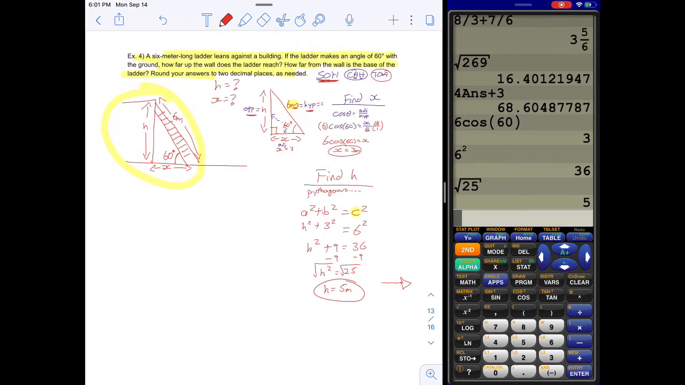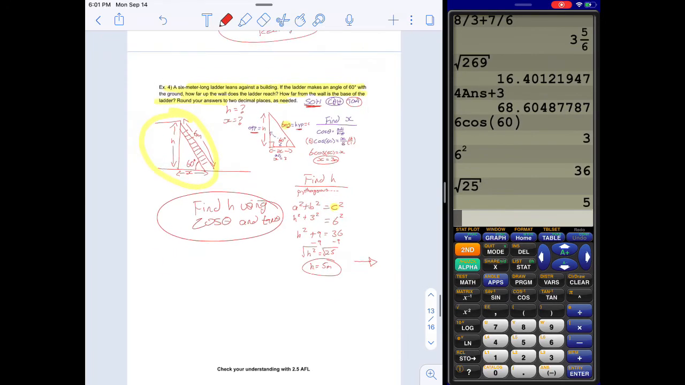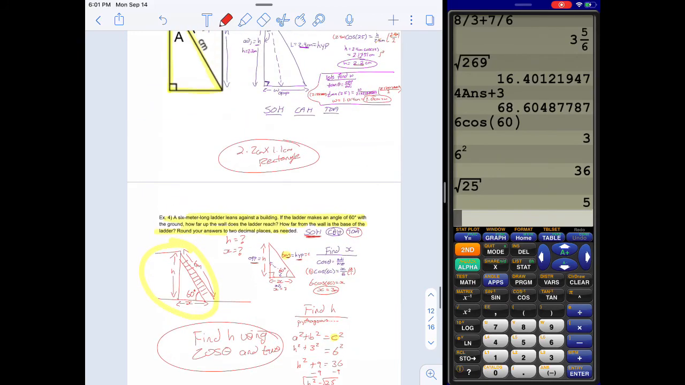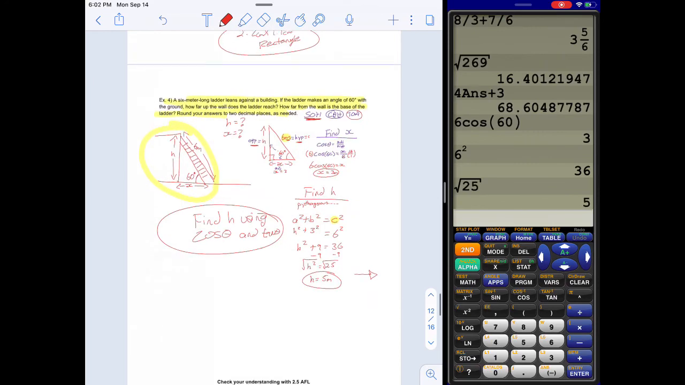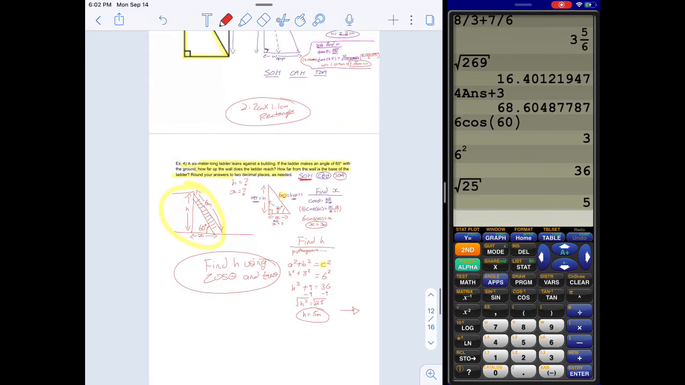So I would suggest trying to find h using cos angle and tan angle. You're going to get the exact same solution, okay? Other than that, guys, that is 2.5. So lots of information there. So make sure you take all your notes down.